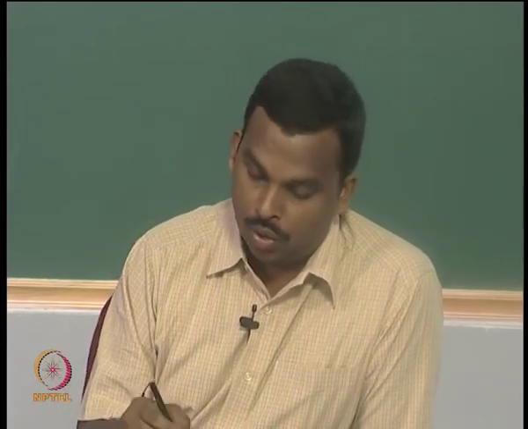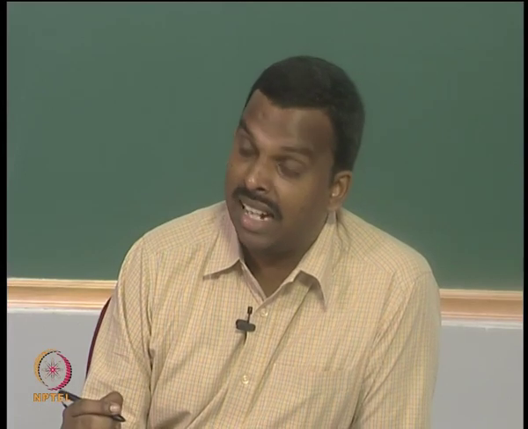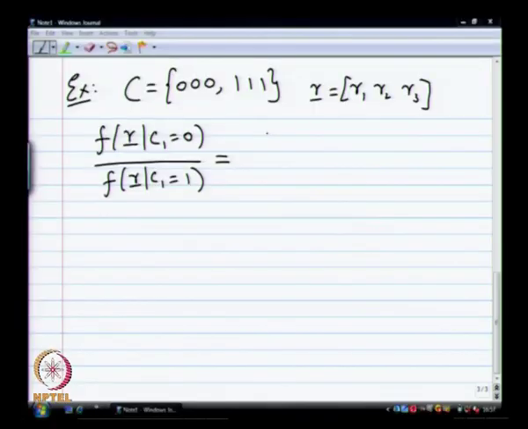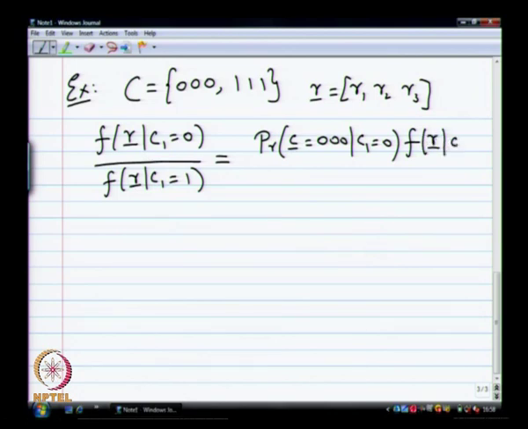It is a very simple code. C1 is 0 means the entire code word was 0 0 0. So the way you write this is basically you have to say this is the probability that C equals 0 0 0 given C1 equals 0, which is actually 1, but I am writing it down just to show you how it works, times f of r given C equals 0 0 0. That is how you write the numerator.